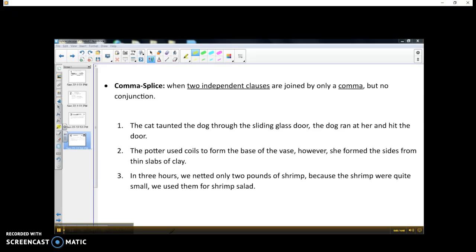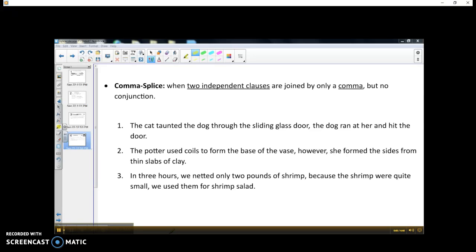All right, in the last sentence, in 3 hours we netted only 2 pounds of shrimp. Because the shrimp were quite small, we used them for shrimp salad. Now what can be tricky here is we have a dependent clause. Remember, dependent clauses open with subordinating conjunctions. And because here is a subordinating conjunction, be careful when this is a compound complex sentence. Make sure that you read where the compound complex sentence needs to logically pause. You're going to have a dependent clause, and it needs to combine with an independent clause that logically makes sense.